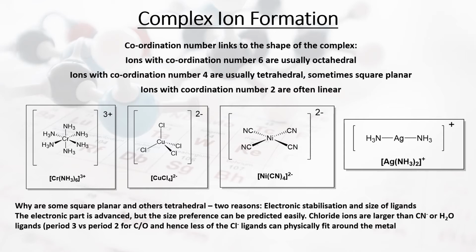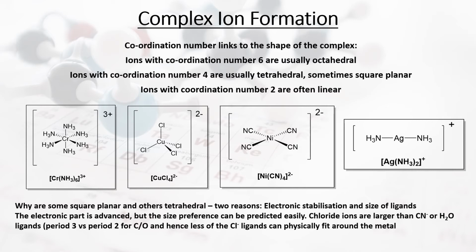The 2 reasons are the electronic stabilization, that's literally what our electron configuration is of our metal, and also the size of the ligands. Now, the electronic part is a bit advanced for A level, but really what we can think about is the size preference, and we can predict that quite easily. Chloride ions, if you think about where chlorine is in the periodic table, are actually quite large, and they're larger than the cyanide anions or the water molecules. And so we can think about this being period 3 for the chlorine versus period 2 for the carbon and the oxygen. They're typically going to be bigger atoms.